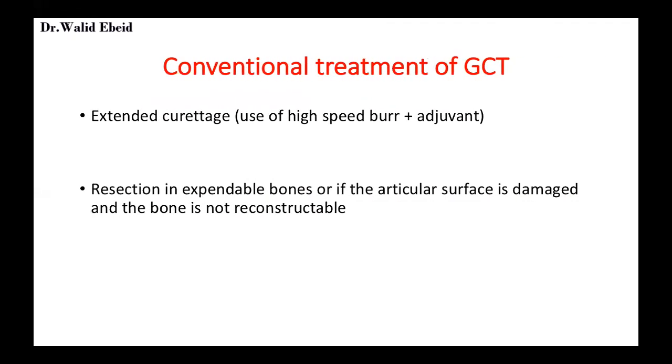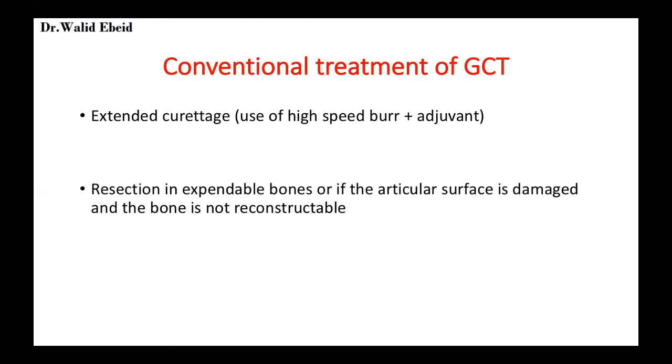The conventional treatment of giant cell tumor is extended curettage. What we mean by extended curettage is curetting using a high-speed burr and using an adjuvant to decrease the incidence of recurrence. This adjuvant could be phenol, could be cryotherapy, could be the heat that is produced from the cement.